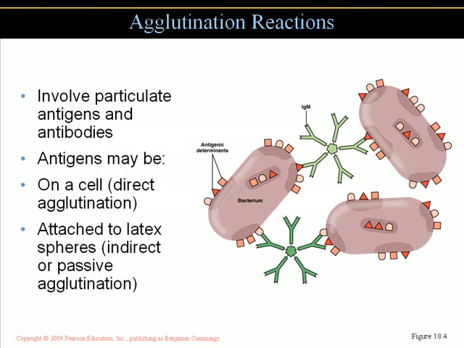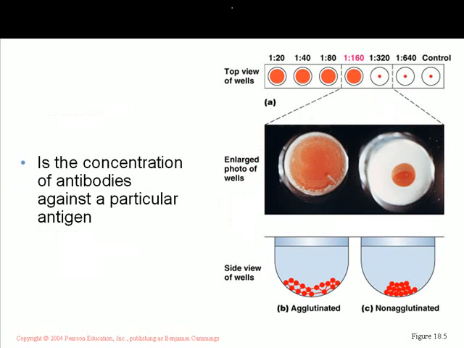The illustration here from your textbook demonstrates the agglutination reaction. It involves particulate antigens and antibodies. Antigens may be on a cell, for direct agglutination, or attached to latex spheres, which is indirect, or passive, agglutination.